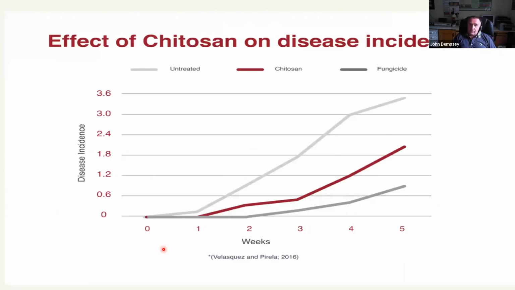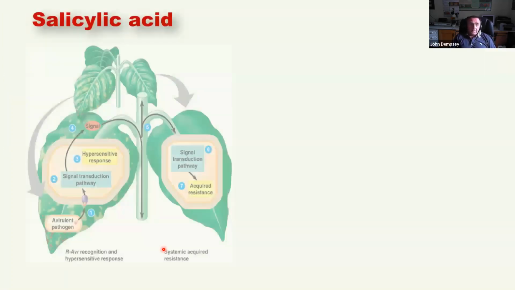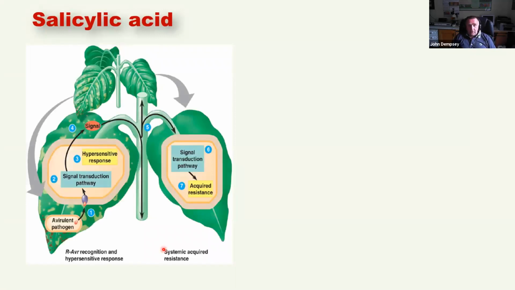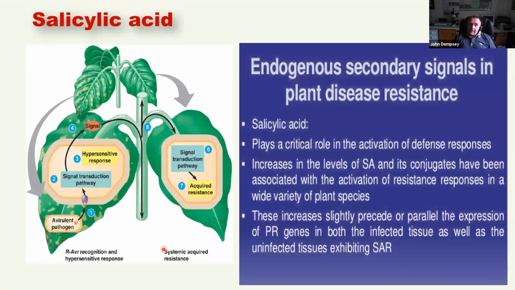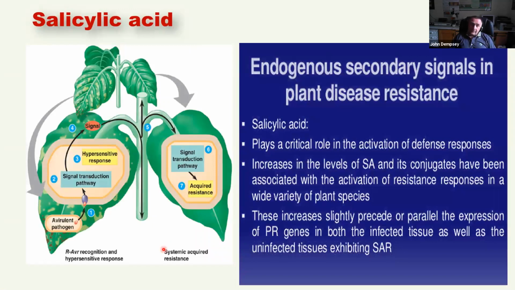This is, as you can see here, the top line is an untreated control. The fungicide, very effective, and the chitosan also had an effect just by priming the defense mechanisms before infection occurs. Salicylic acid, I mentioned that just a minute ago. It's a key signaling compound in plants for systemic acquired resistance. And applying salicylic acid before infection, again, is priming the defense mechanisms.